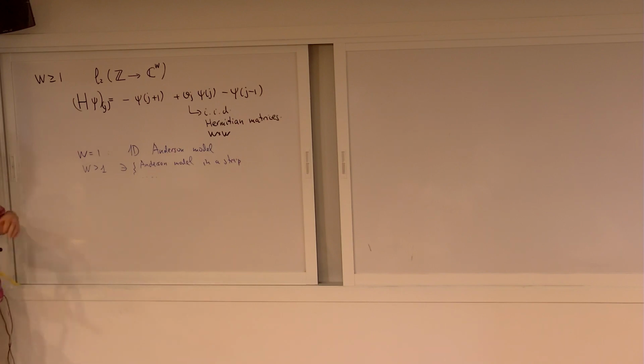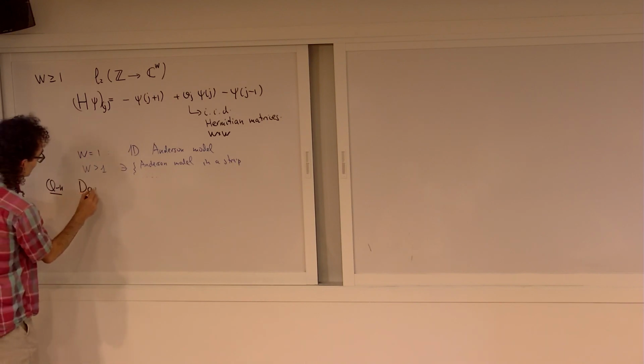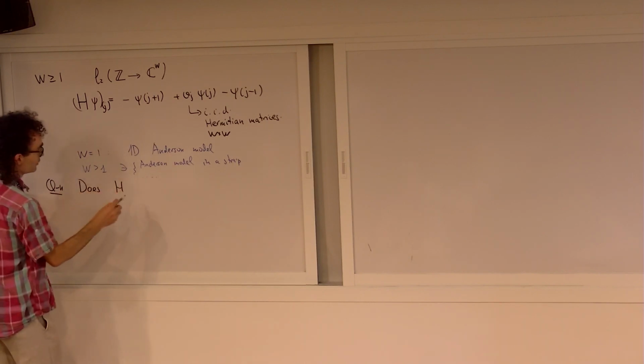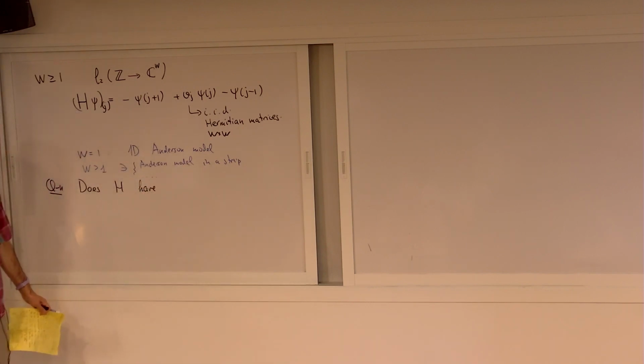So the basic question is of spectral type. In order to avoid terminology, I'll just ask the most basic question: does H have an orthonormal eigenbasis?